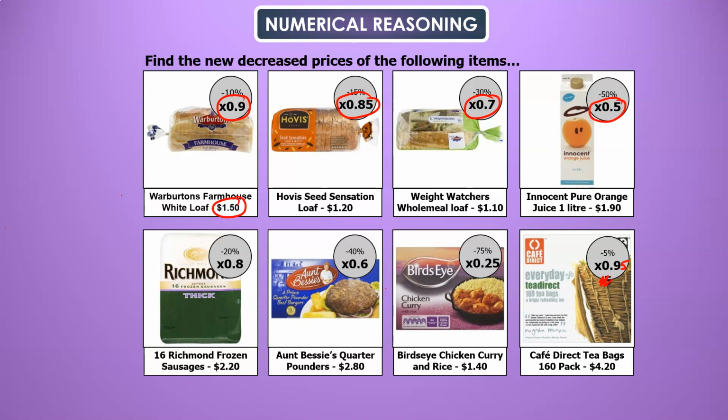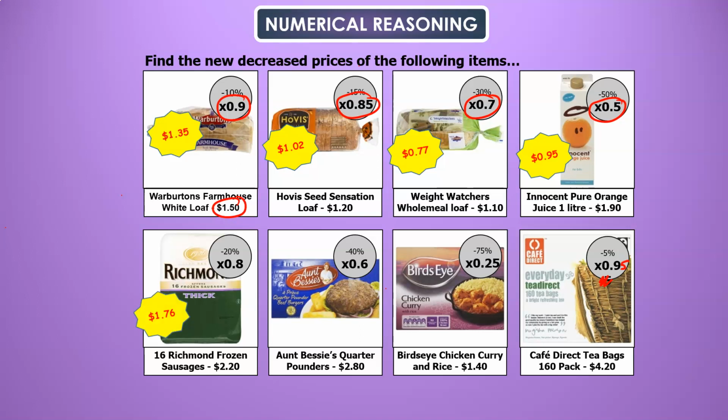Okay, well done. Let's go through them quickly. The white loaf is $1.35. The sensation loaf is $1.02. The wholemeal loaf is 77 cents. The pure orange juice is 95 cents. The frozen sausages are $1.76. The quarter pounders will end up at $1.68. For the chicken curry, we end up with 35 cents. That's a bit of a steal. And the tea bags, we end up with $3.99.